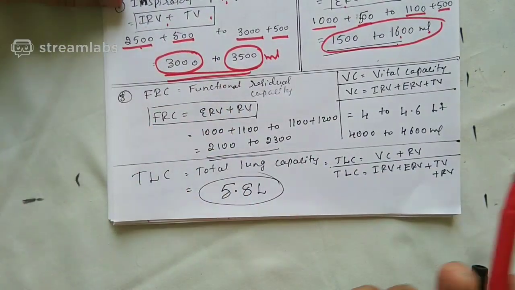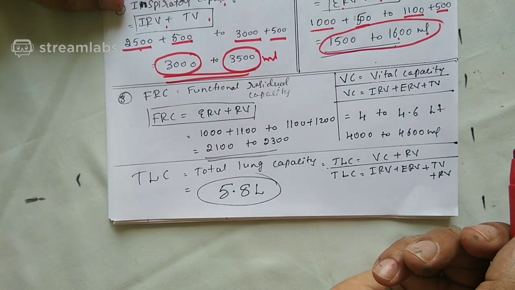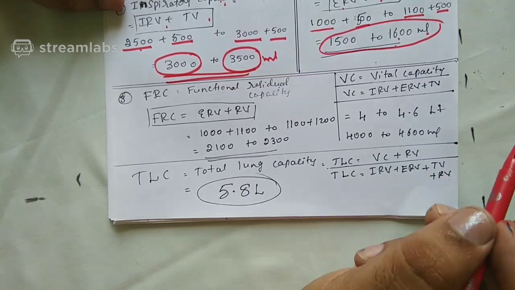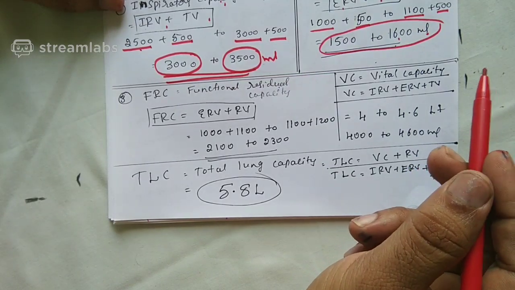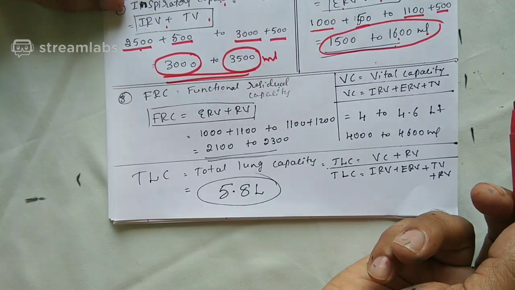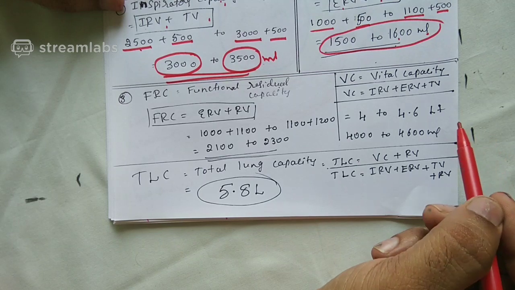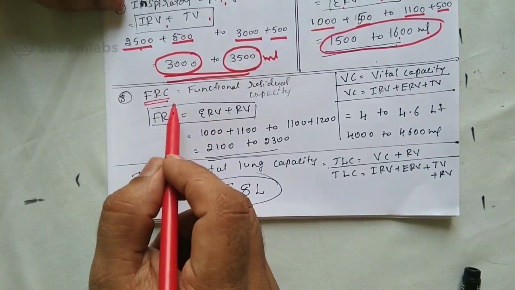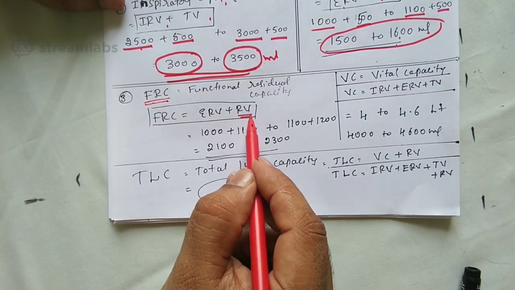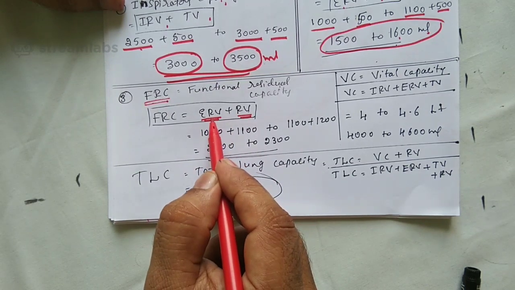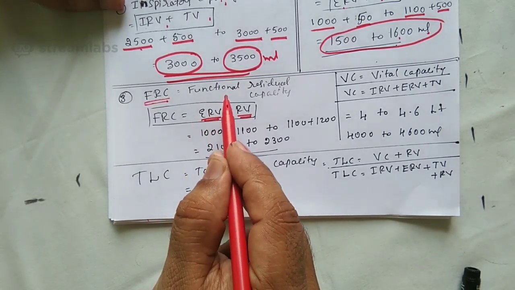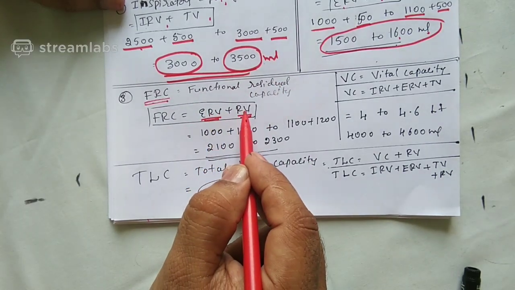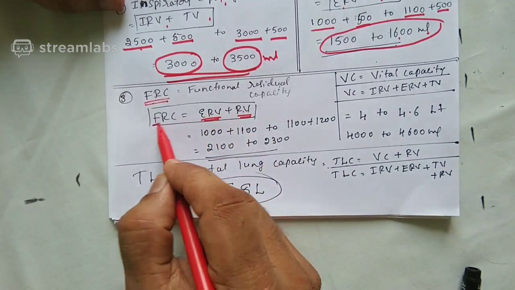Going to the functional residual capacity. What is the difference between functional residual capacity and residual volume? The volume of air remaining in the lungs after forcible expiration is residual volume, but the volume of air remaining in the lungs after normal expiration is the functional residual capacity. That means FRC includes RV plus ERV. Why ERV? You would have lost this ERV if you expired forcibly, but since you did not lose it, you add ERV plus RV. So ERV plus RV is equal to FRC.